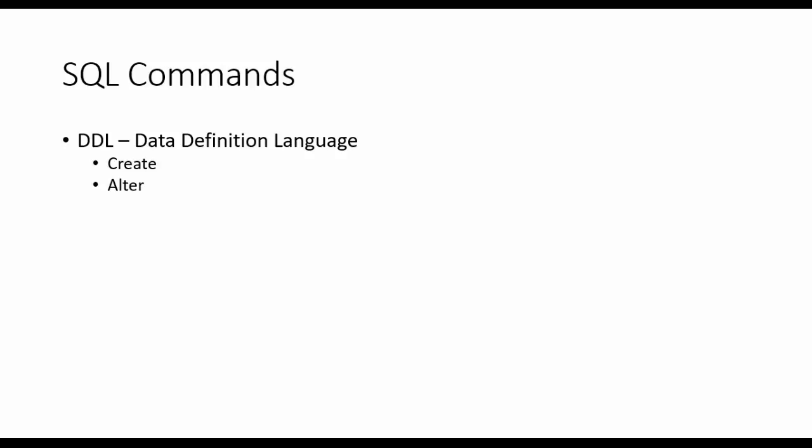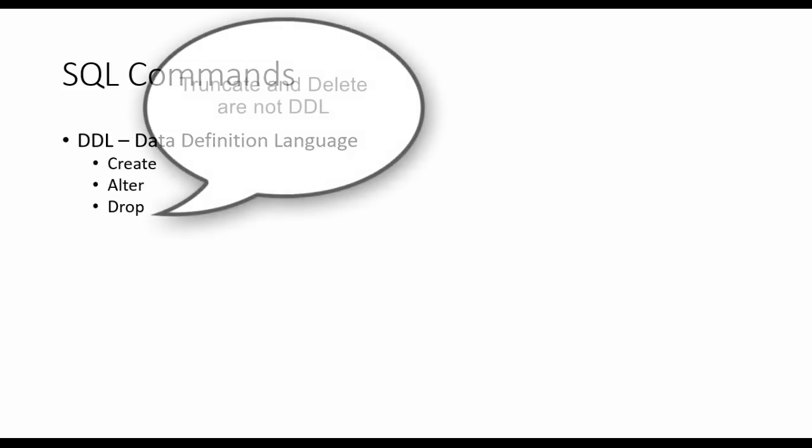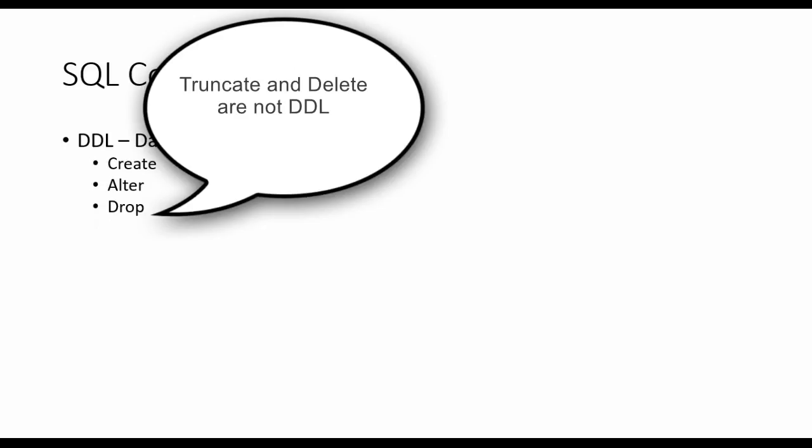The next thing is drop. Drop is nothing but dropping a table from the database. We also have truncate, which is different from drop. Truncate and delete are used to clear the data. Truncate will completely remove the data from the table, and it is auto commit. You will see it later.